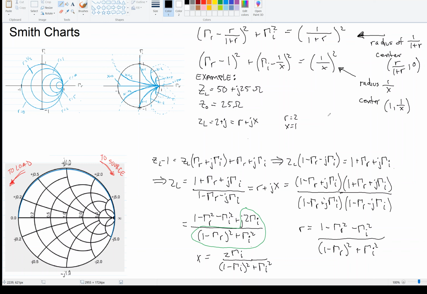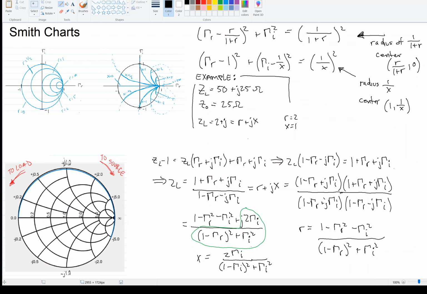So the radius is 1/3, and the center of the r circle would be r over 1 plus r. R is 2, so 2/3, comma 0. So again, for this particular example, we have a circle, the r circle, has a radius of 1/3 and center at 2/3, comma 0. Now, the x circle, the reactance circle, would have a radius of 1 over 1, and a center of 1 as well. Okay, so we have two circles there. We have the r circle and the x circle.